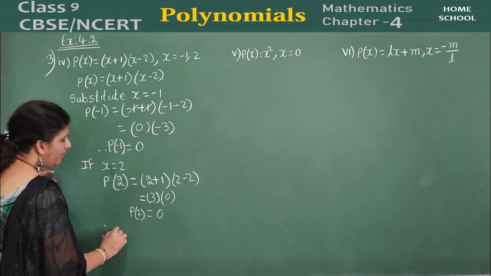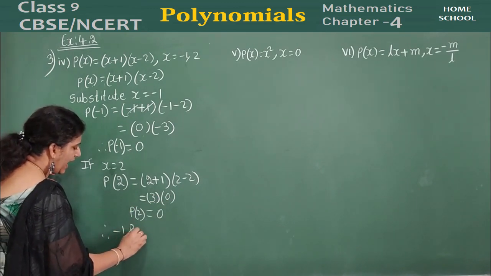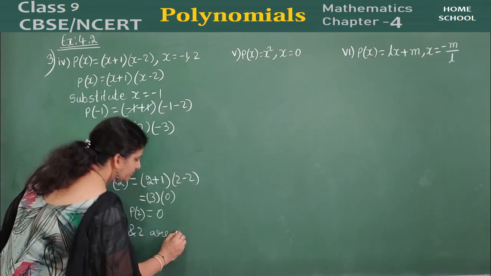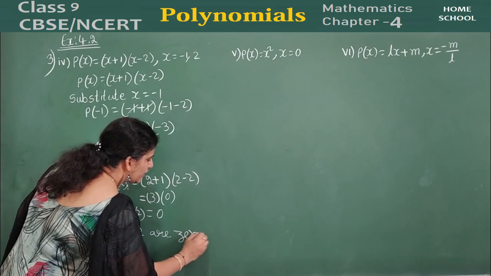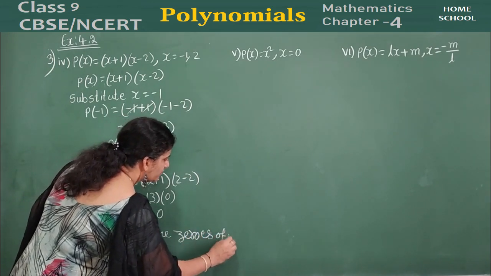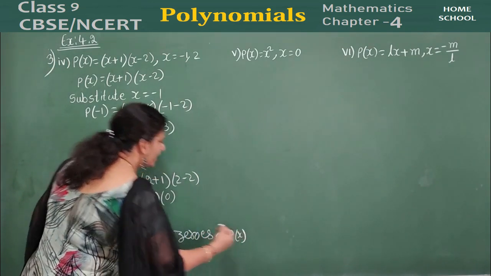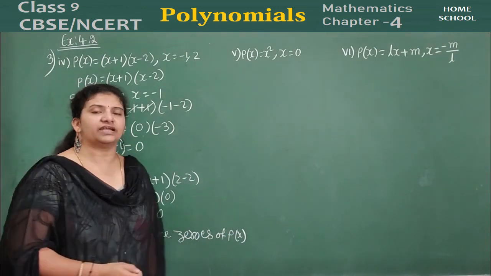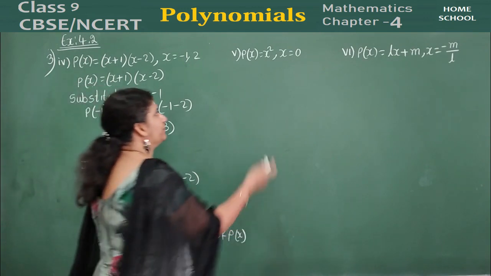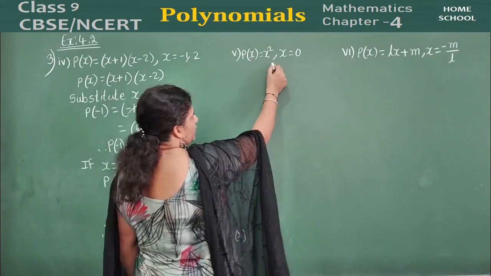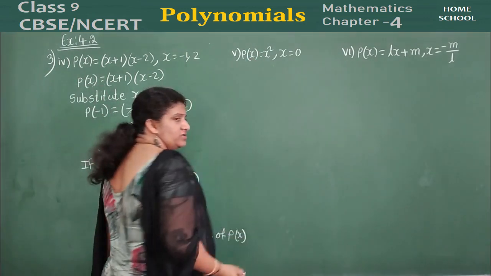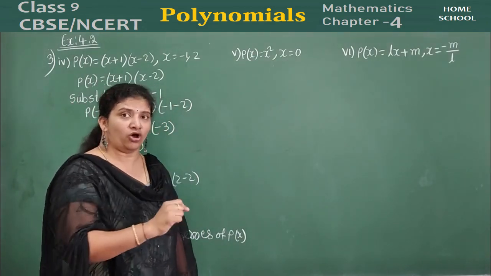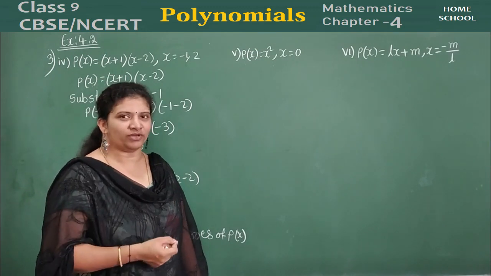So finally, what can you say? Therefore, minus 1 and 2 are zeros of P of x, or a polynomial of x you can write. Similarly, let's continue with our fifth problem. P of x is equal to x square, x equal to 0 given. So what do we need to check? We need to check whether 0 is a zero of the polynomial or not.